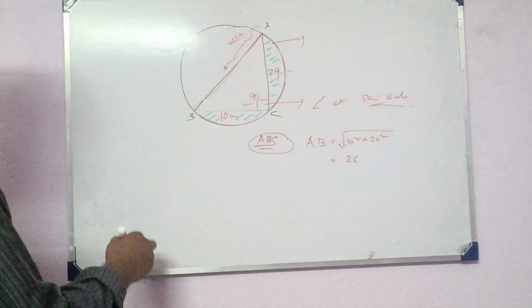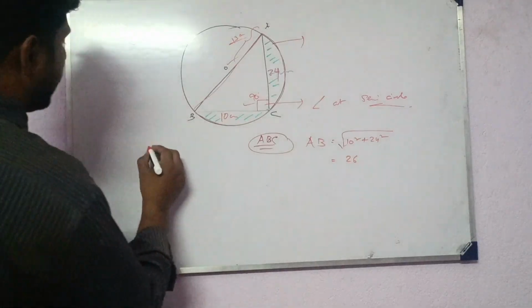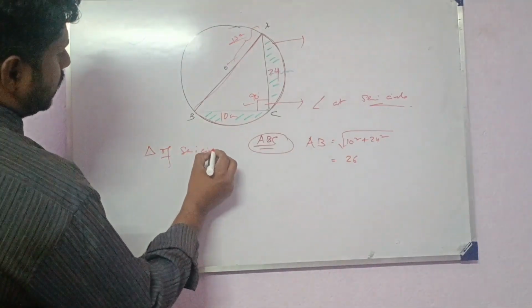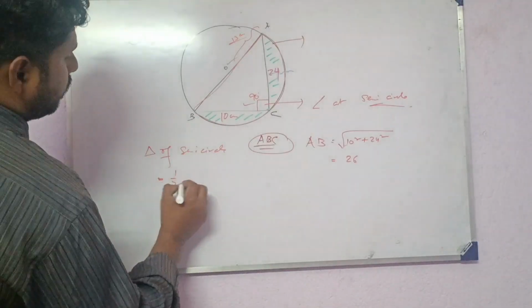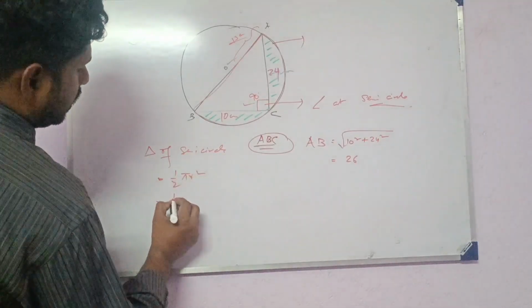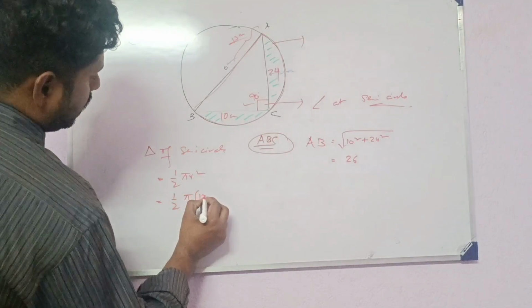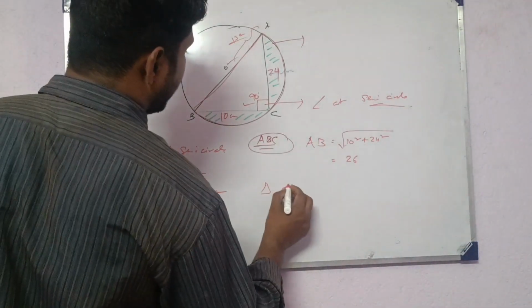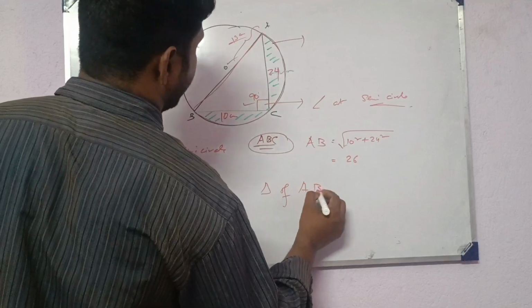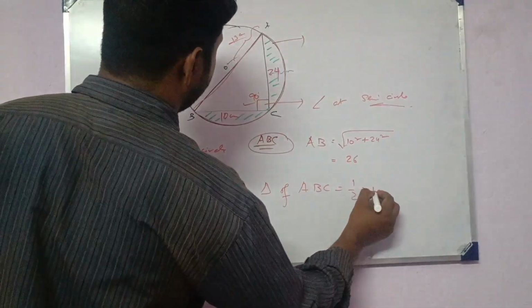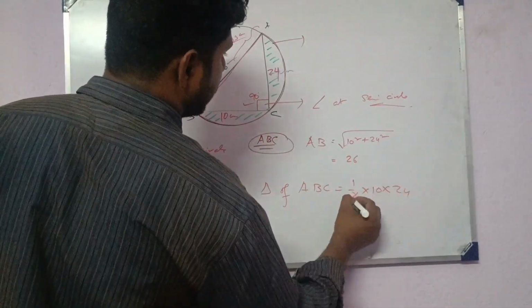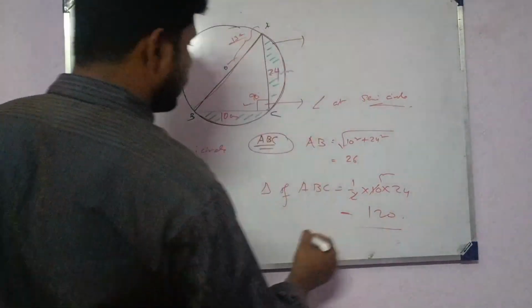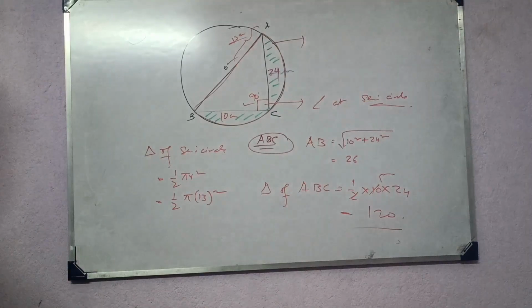As AO is 13, the area of that semicircle is half pi r square. So half pi 13 square. And we have to find the area of triangle ABC, which is half into base into height. So 24 into 5 is 120. That is the area of the triangle ABC.